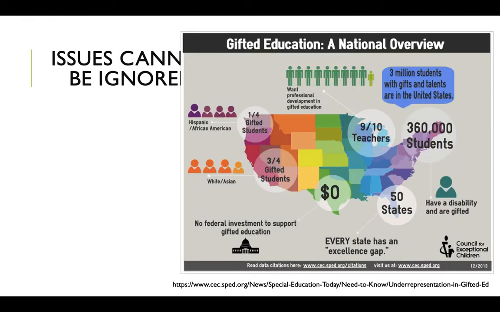So I apologize for the formatting of this slide, and I've shown you this before, but I want to highlight a few things on this infographic. Mainly is this component right here about the population of students in our gifted and talented programs. One quarter of gifted students are Hispanic or African American, while three quarters are white or Asian. We know this does not reflect the population of our students in K-12, so we clearly have an issue. And every single state has an excellence gap. So it's really important that we address these issues of underrepresentation head on.